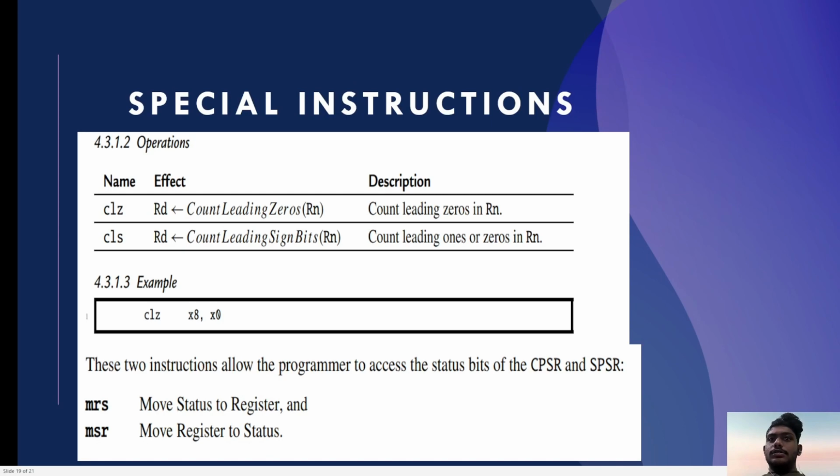These special instructions also allow the programmer to access the status bits of CPSR and SPSR. We have MRS, move status to register, and MSR, move register to status. We do have the syntax in front. The optional condition can be any of these codes specifying conditional execution.